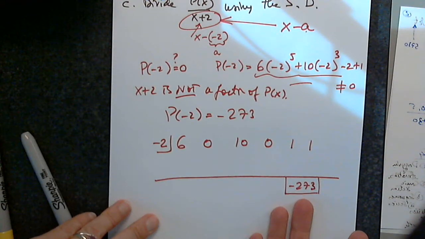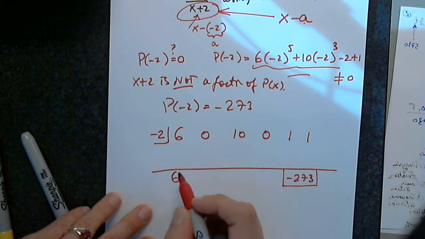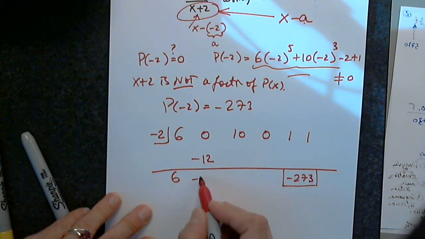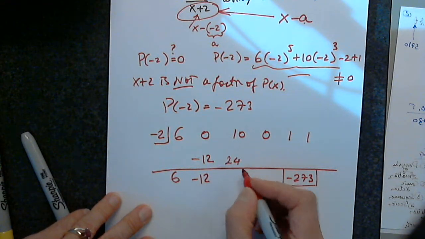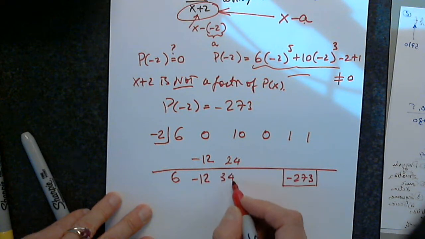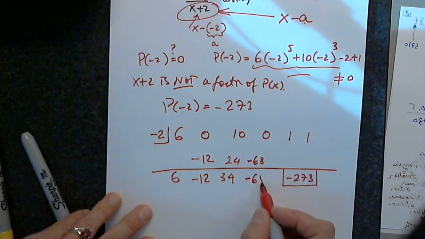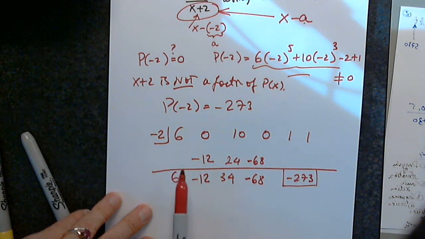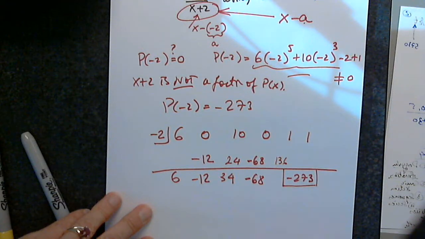Now it's a mess. You can imagine if I have to get to negative 273, it's not going to be easy. Bring 6 down, and this is negative 12. I bring negative 12 down. Negative 2 times negative 12 is 24, and 10 plus 24 is 34. Negative 2 times 34 will be negative 68. And then negative 68 multiplied by negative 2 will be 136. Plus 1, 137. And then negative 2 times 137, not that bad.